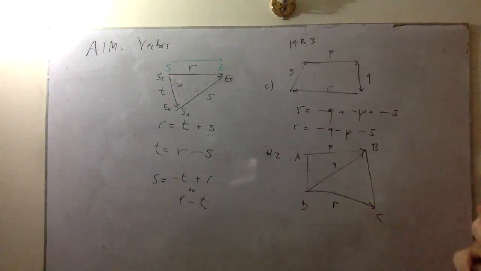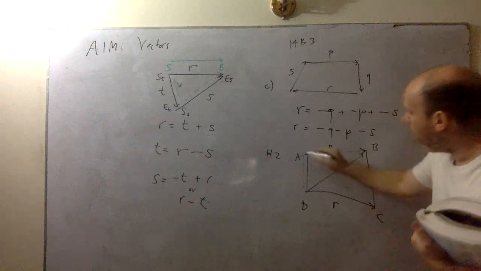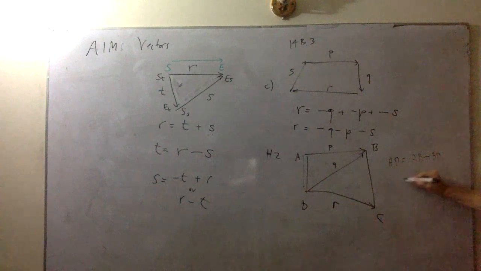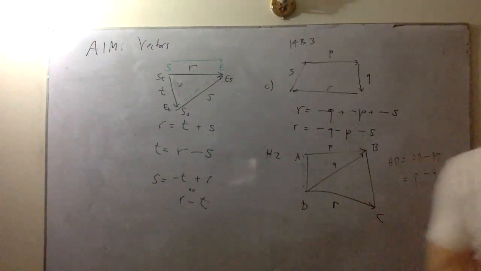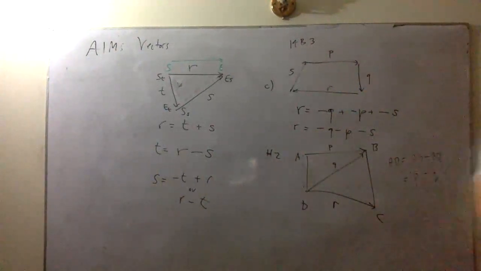AD, how do I get from A to D? Well, AD is equal to AB minus BD, right? So that's P minus Q. Kind of interesting, right? What else are they asking? BC and AC.